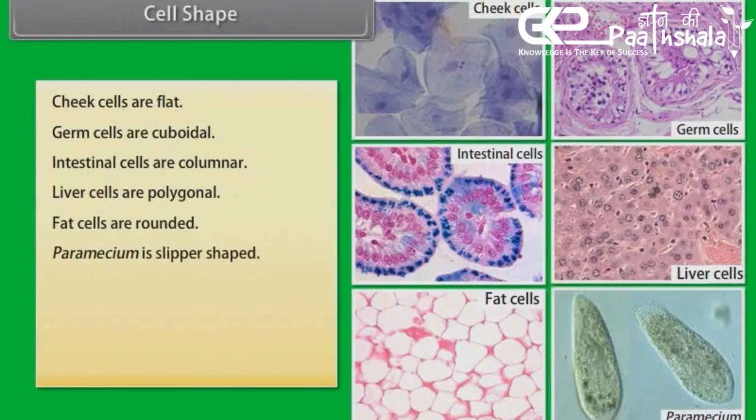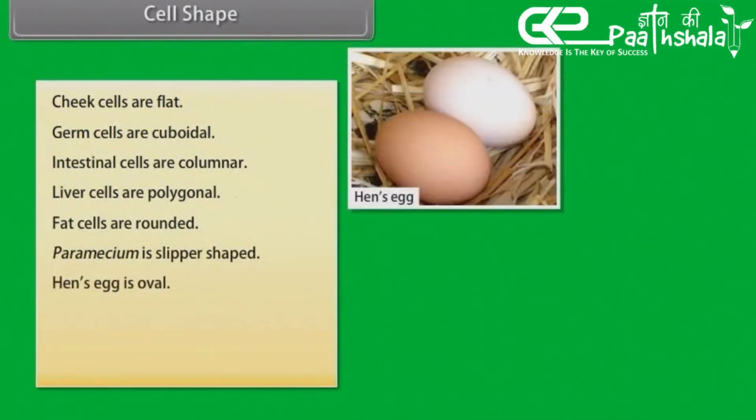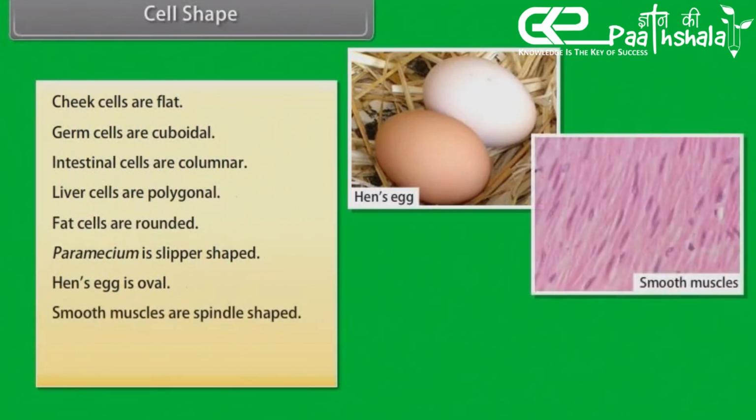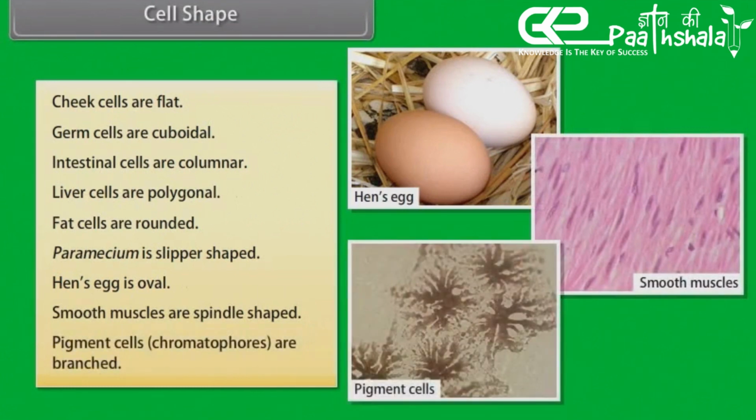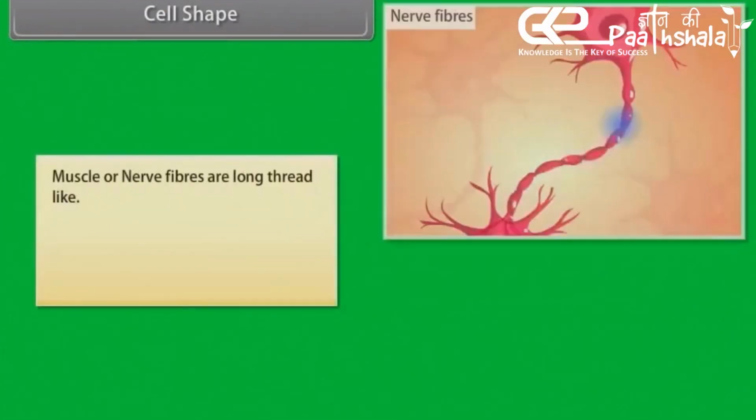Paramecium is slipper-shaped. Hen's egg is oval. Smooth muscles are spindle-shaped. Pigment cells, that is, chromatophores, are branched. Muscles or nerve fibers are long thread-like.